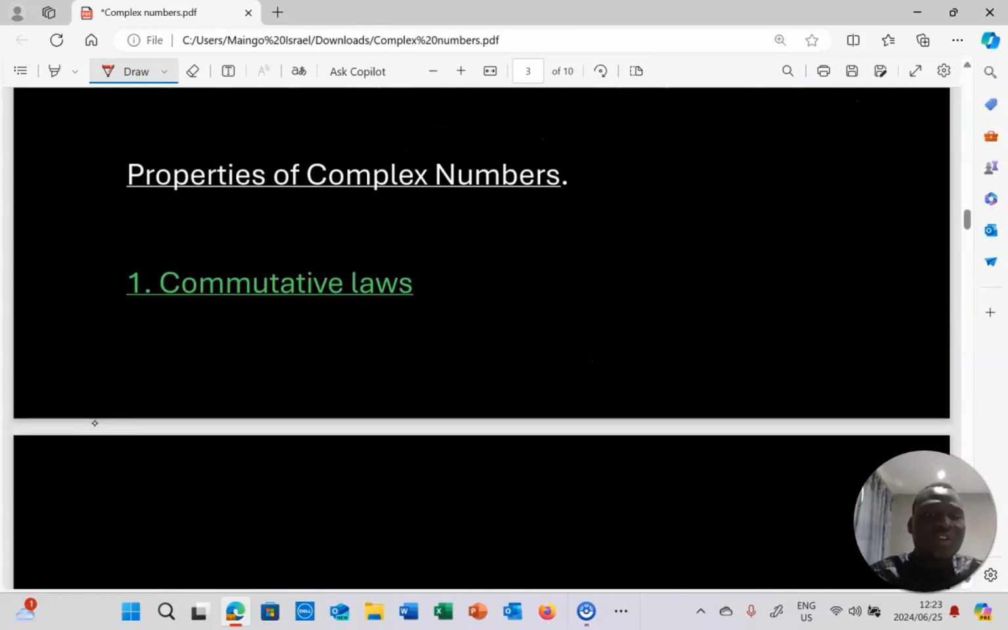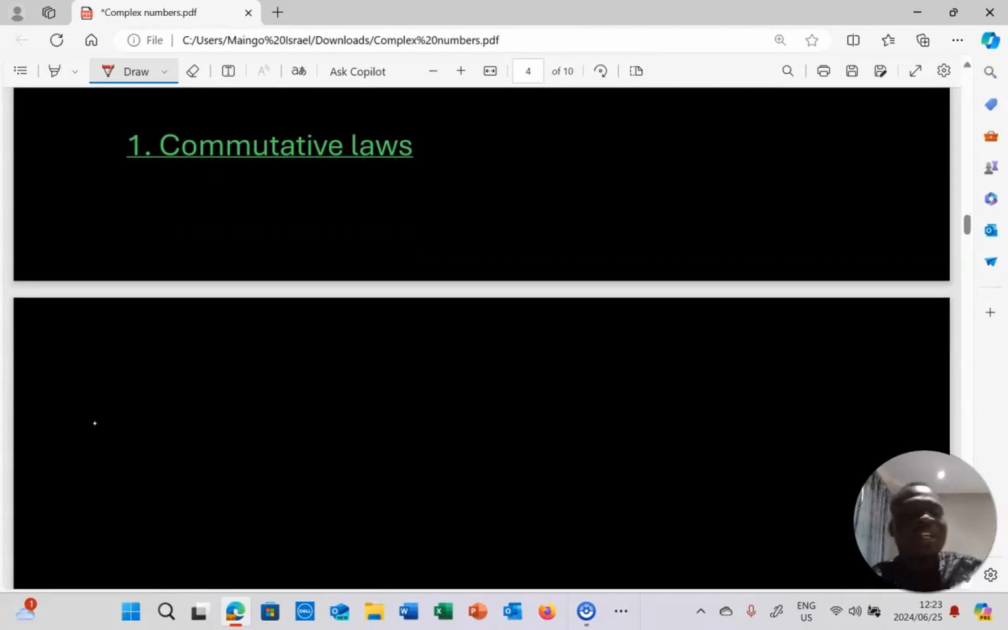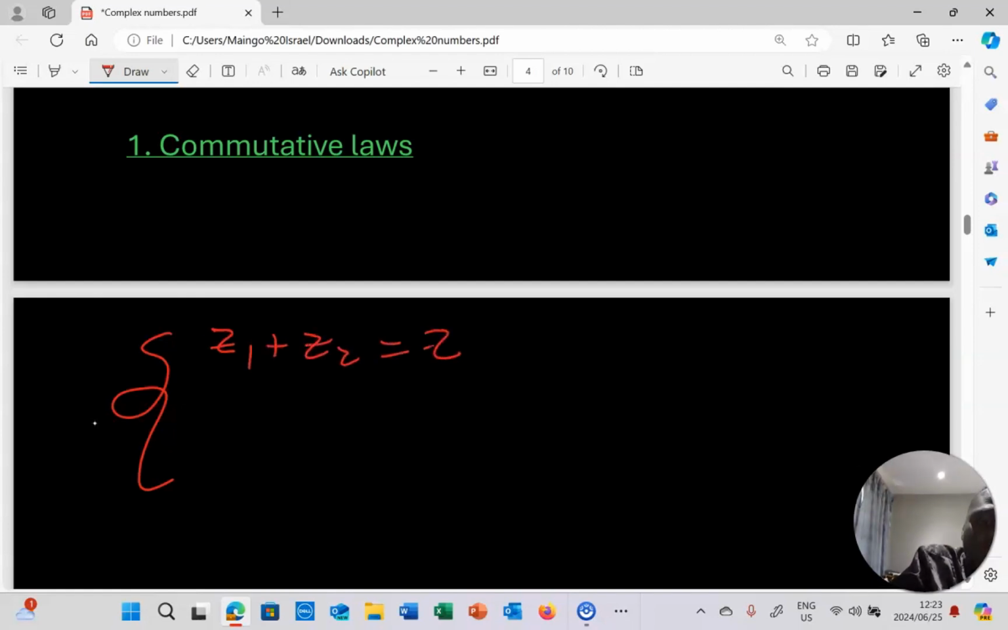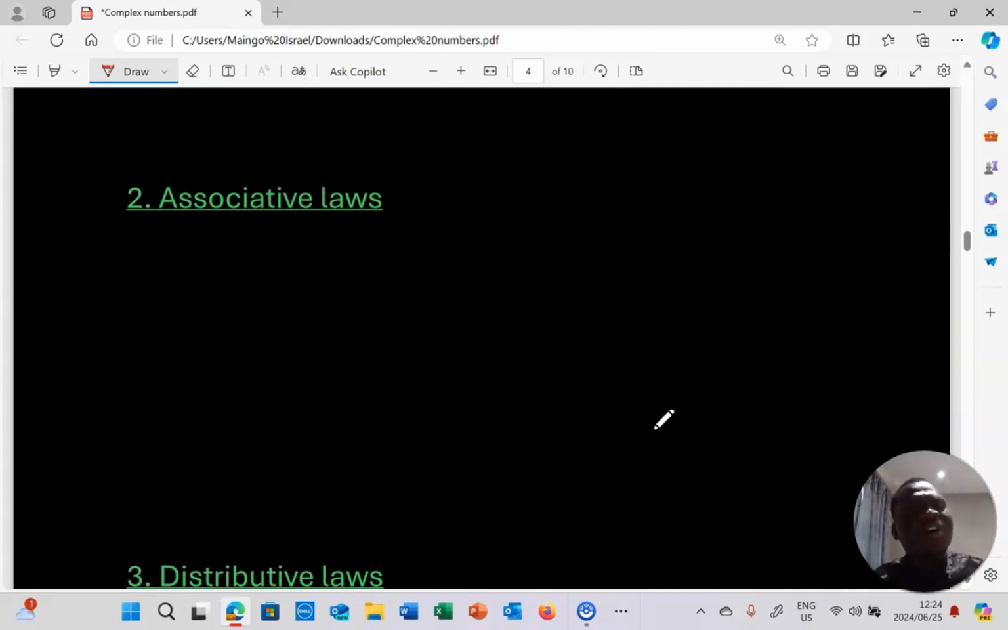Let's go to the properties of complex numbers. Take note that commutative laws, associative laws, and distributive laws are also applicable in complex numbers. So we'll talk about commutative laws in multiplication and also in addition. If we've got two complex numbers, z1 and z2, then z1 plus z2 is the same as z2 plus z1. Also z1 times z2 is the same as z2 times z1.